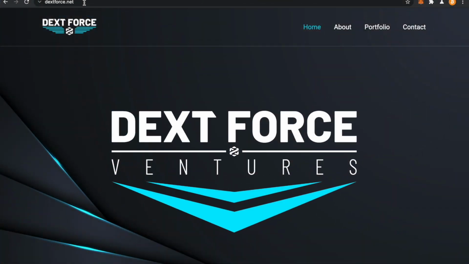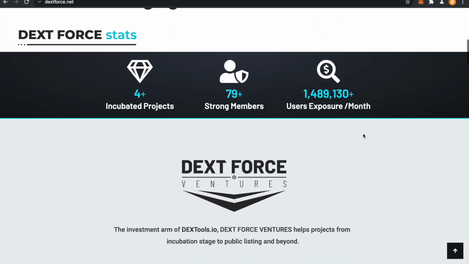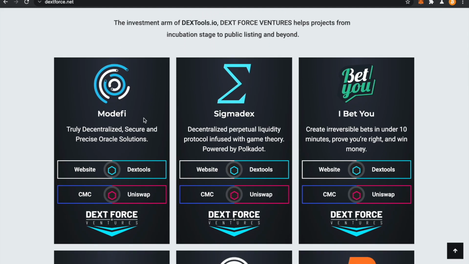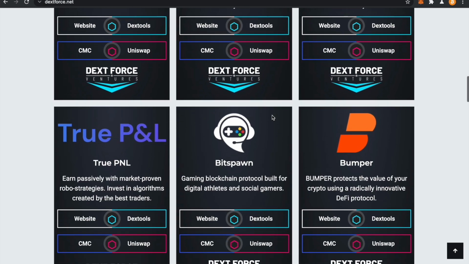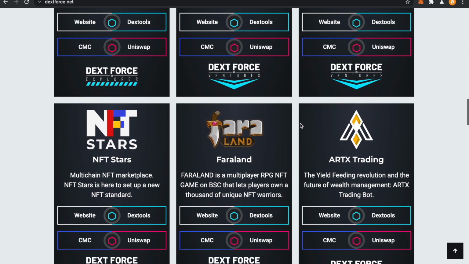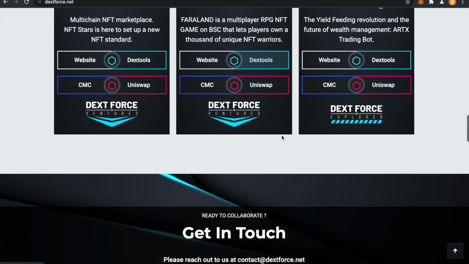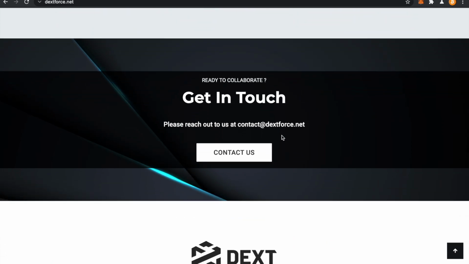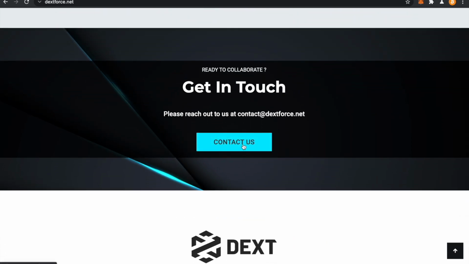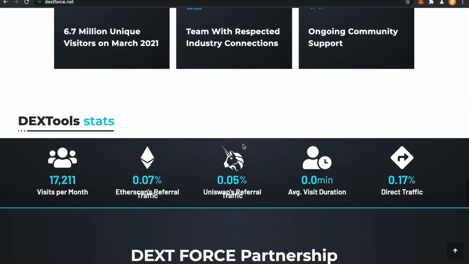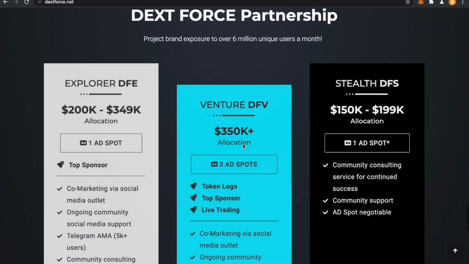On the Dext Force website, you can find the previous project Dext Force members had the chance to invest in. For example, if you scroll a bit down, you can see here projects like Modify, Sigma Dex, Bumper, or Faraland. If you are a project wanting to launch with Dext Force Ventures, you can contact the team here. You will also find more information about the allocation sizes and conditions on the website.